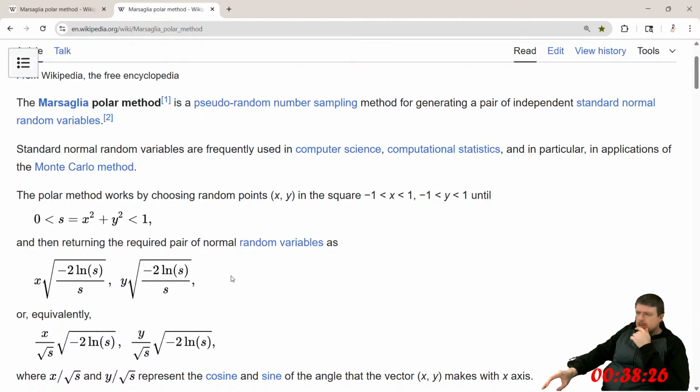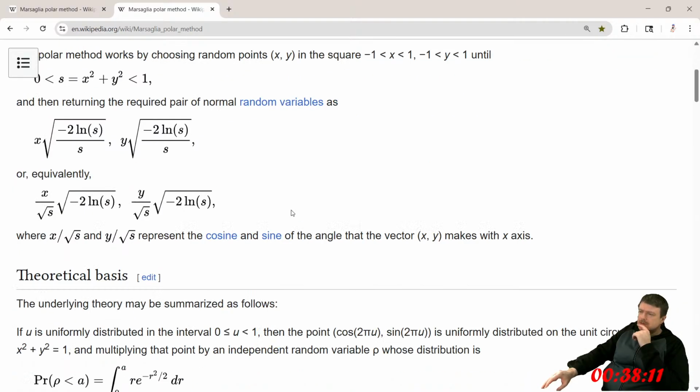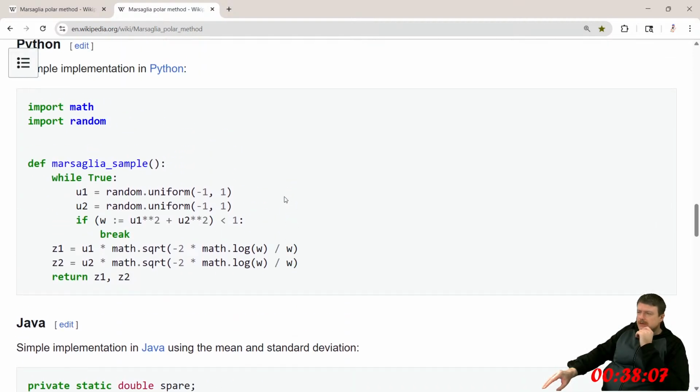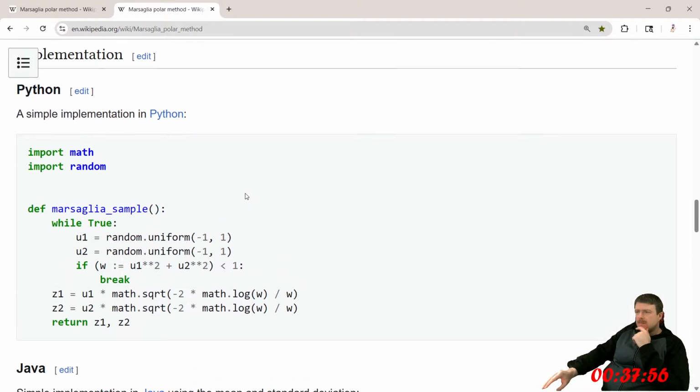What is the description of this thing again? Generating a pair of independent standard normal variables. So, but shouldn't all of the last 12 samples produce this? Like, I mean, this is great for like, you have two random samples, right? But I have one random sample coming in.